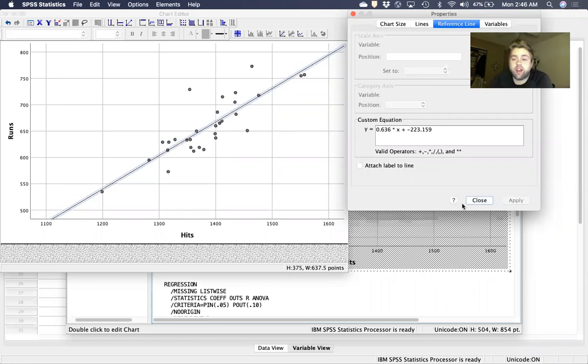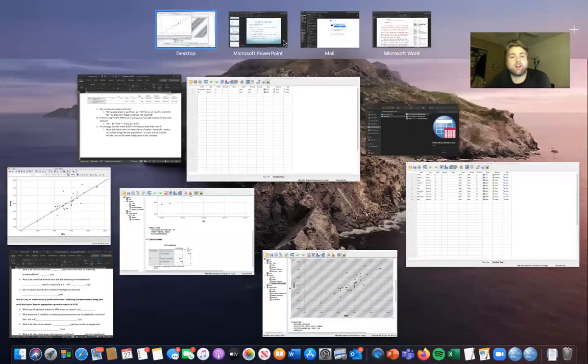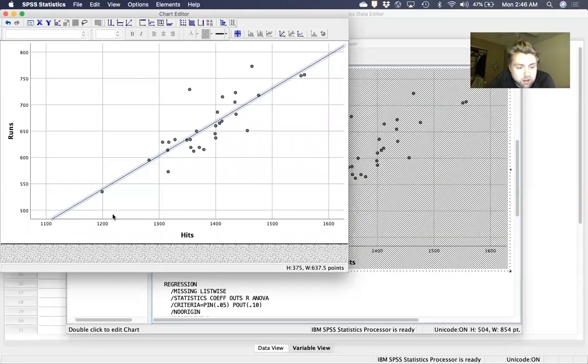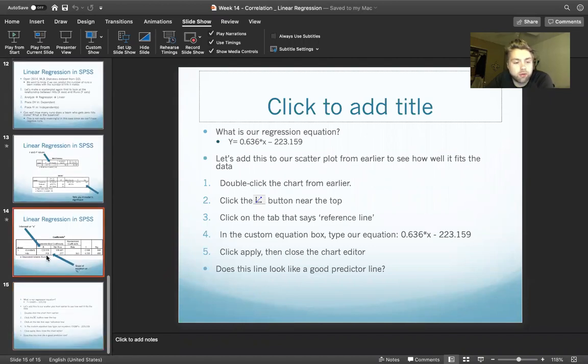So as you can see, that line does look pretty good. It looks like it's not very far off at all. It helps us see that our regression does make sense. That if you predict X hits, you'll be pretty close to the true value of how many runs the team scored, which is the point of regression, so that's good. And it helps us figure out whether or not we have a good predictor line.